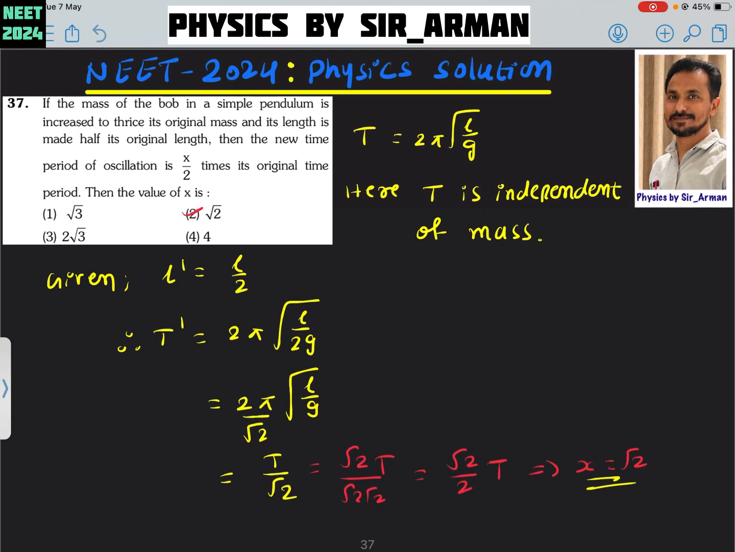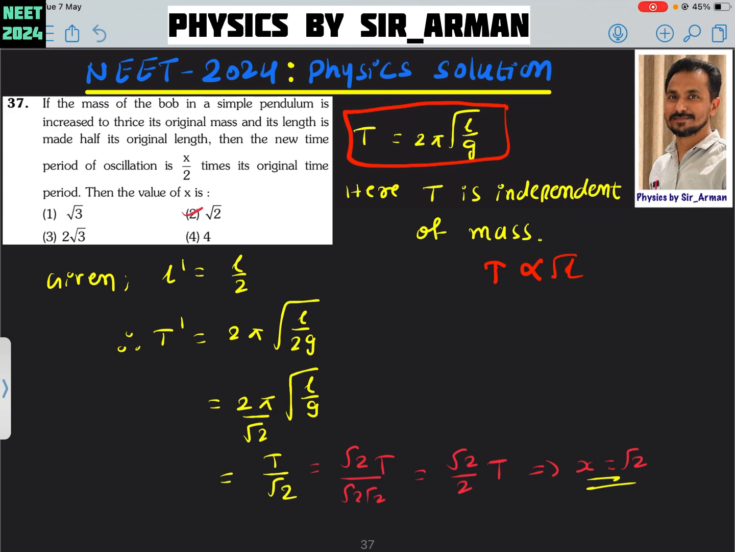Question number 37. Again very easy question. The mass of the bob in a simple pendulum is increased to thrice of its original mass. Remember, in the equation of the time period of a simple pendulum there is no mass involved, means it is independent of mass. T is proportional to root L. So you can directly solve like this.